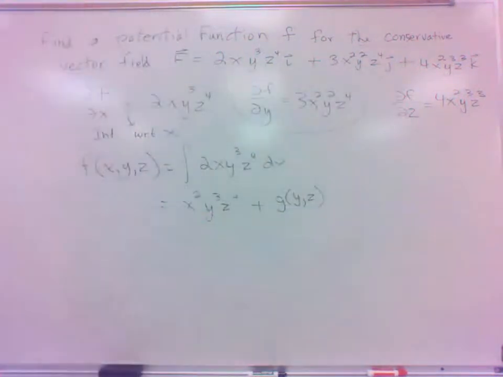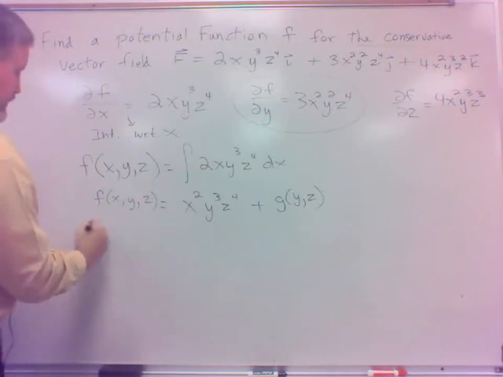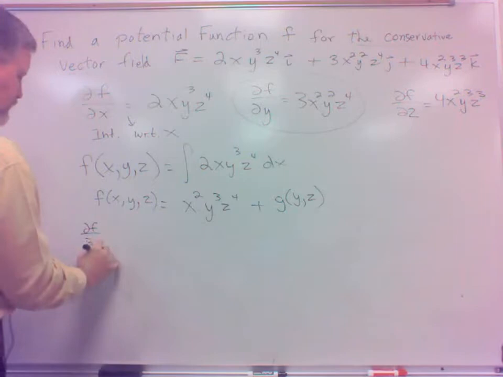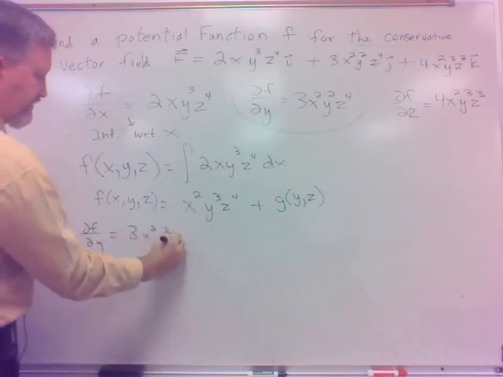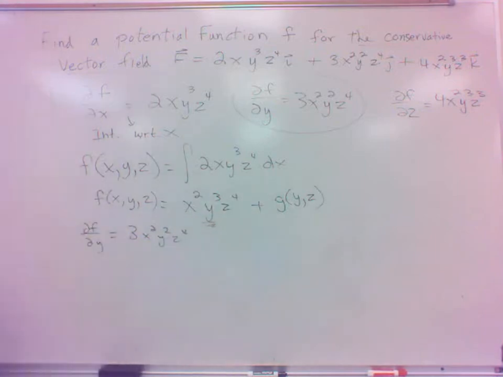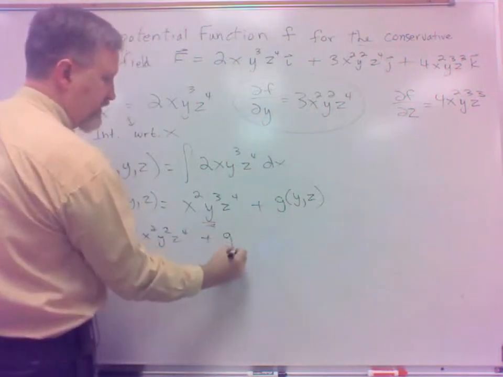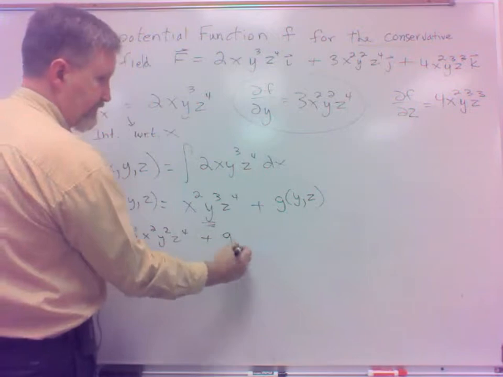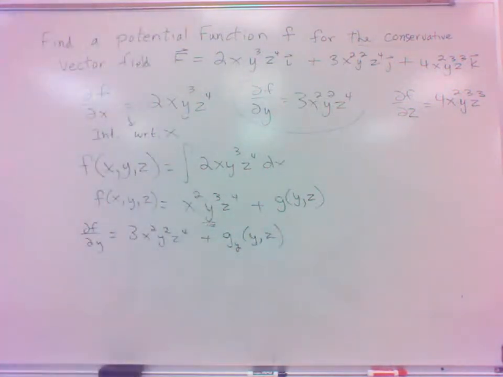All right? Now, what we can do, though, is utilize the other 2 facts, and let's utilize this one. This one says that the partial of f with respect to y has to equal 3x squared y squared z to the fourth. So if I take the partial of this with respect to y, what do I get? It'd be 3x squared y squared z to the fourth, just doing the derivative with respect to y there. And then it'd be the partial of g with respect to y, another partial because it could be in terms of z too.